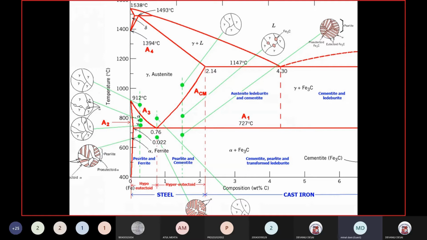Same way for the cast iron, another transformation reaction which occurs in the iron carbon diagram is at 4.3 weight percentage carbon, and the temperature is 1147. So what happened is that here this dotted line is of the ledeburite. That ledeburite will transform to liquid.